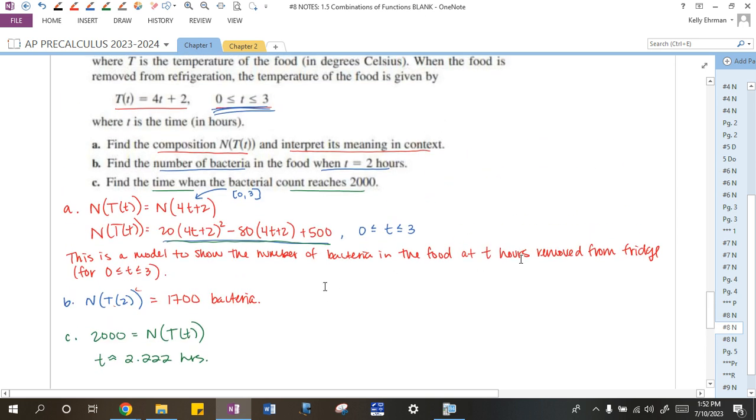All right, so that's an example of an AP free response question that we could have regarding these functions.